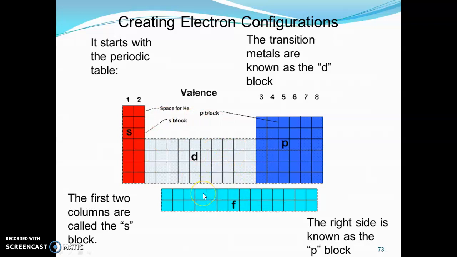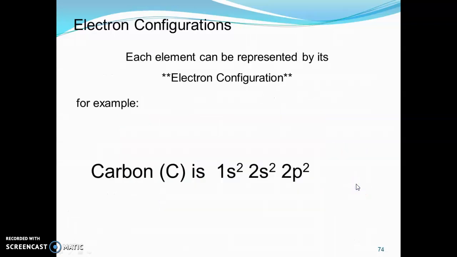So if you just follow the general rule with this block, that's fine. I showed you a couple exceptions in the previous video. You don't have to worry about the exceptions unless you just want to. Okay, so let's look at a few electron configurations. Start with carbon. The electron configuration of carbon is 1s2, 2s2, 2p2.